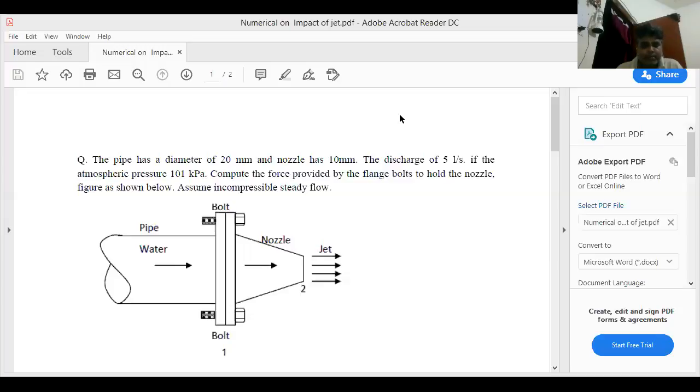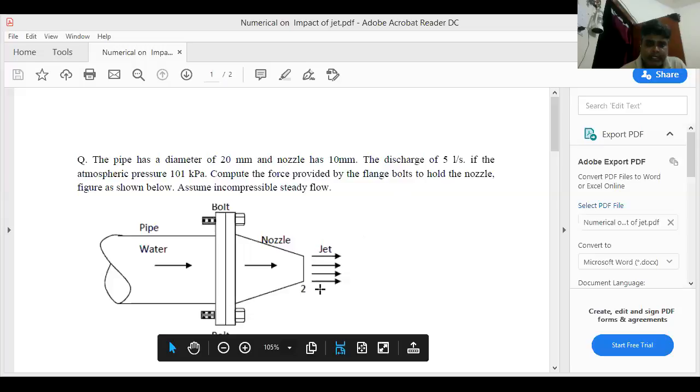In this question, the pressure at section 2 will be given, and the discharge is 5 liters per second, the diameter of the pipe is 20 mm, and the diameter of the nozzle is 10 mm. In this diagram, the first portion is the pipe, then the bolt, then the nozzle, then the jet. There are two sections: the bolt section is 1 and the nozzle output section is 2.